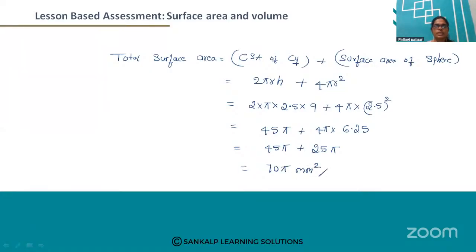So here we use the approximation. So here pi is 22 divided by 7. So I will write here 70 into 22 divided by 7. Okay, 7 ones are 7, tens is equal to 220 millimeter square. This is the surface area of the capsule. Okay, 220 millimeter square.